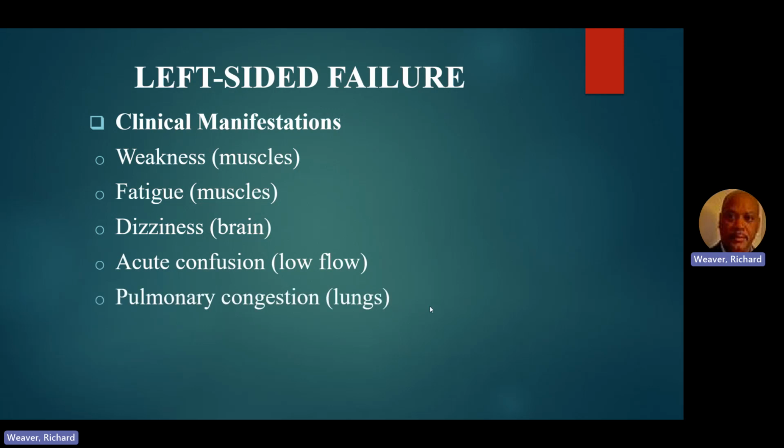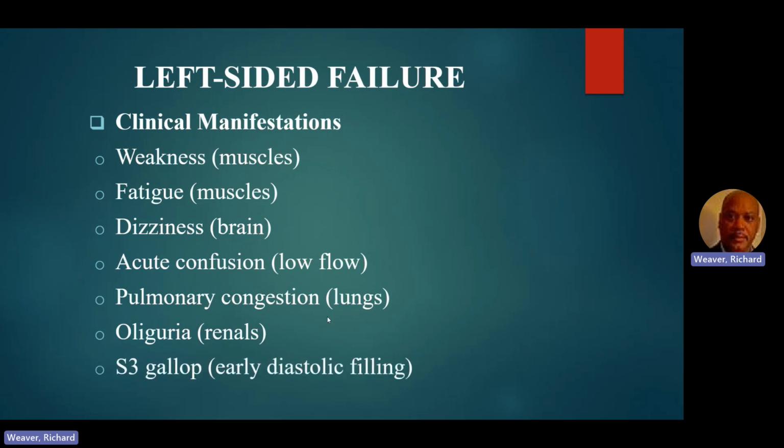There's also pulmonary congestion because blood is backing up from the left side of the heart and into the lungs. And of course, this increased volume will begin to seep into the lung tissue and alveoli, again causing congestion. Then you have oliguria, and this is because there is low perfusion to our kidneys, which now cannot make enough urine. And then, of course, the last one is an S3 gallop is auscultated. This is a heart sound that indicates early diastolic filling.